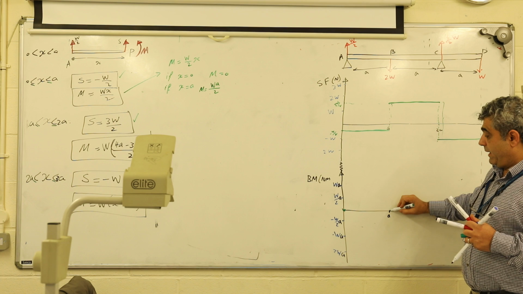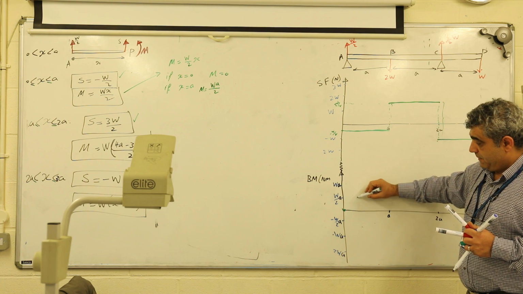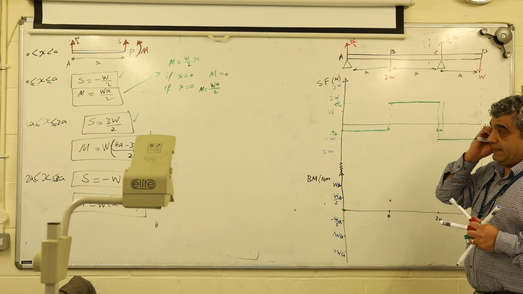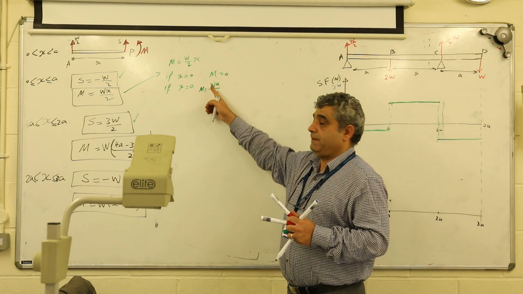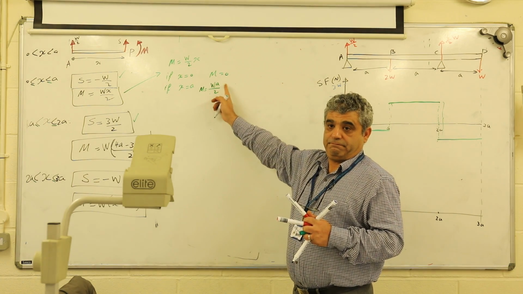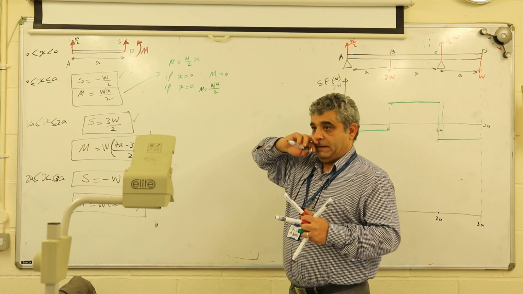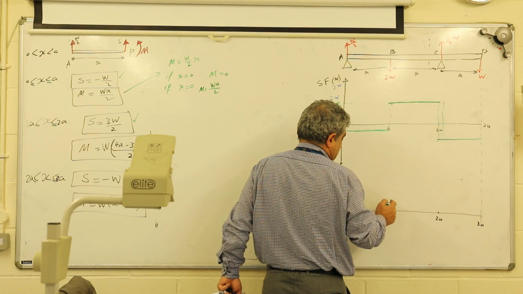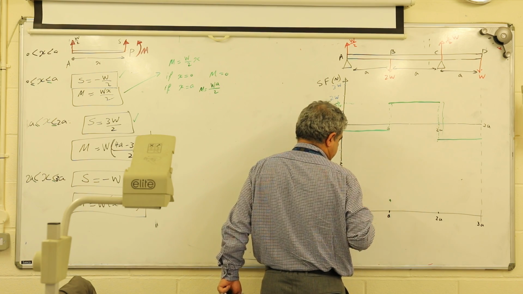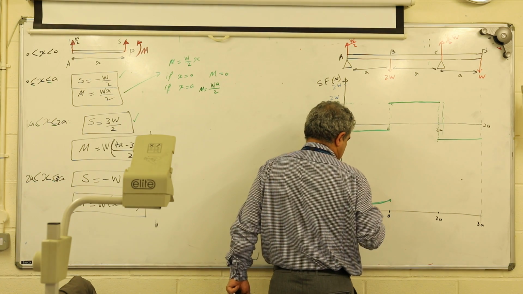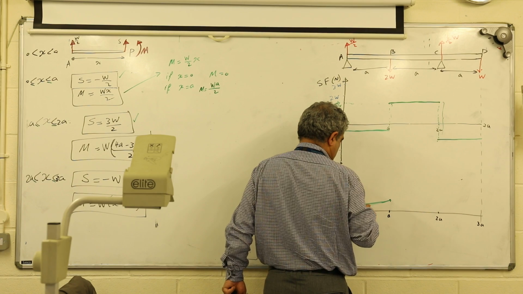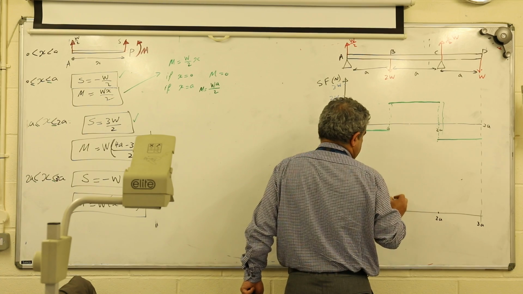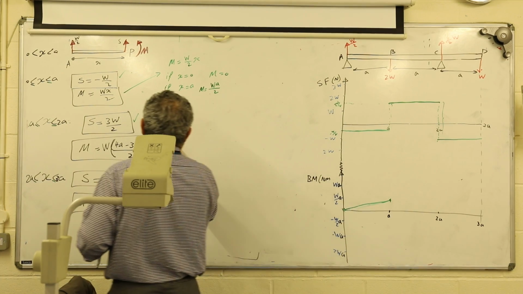When x is equal to A, the value becomes, how much would it be? When x is equal to A, M would be? Yes? WA over 2. W is a number, A is a number. So that's going to be a straight line which is going through the origin. Happy? So you've done that. Let's go for these equations.